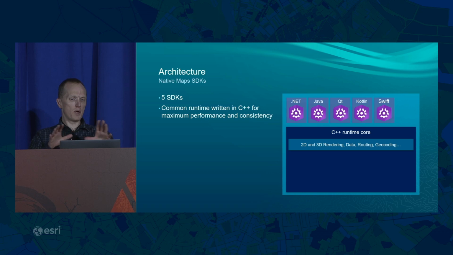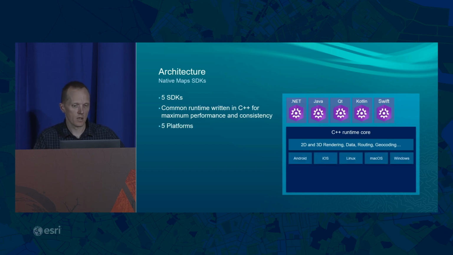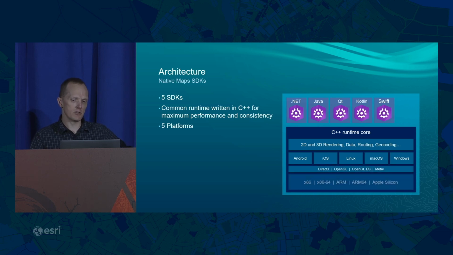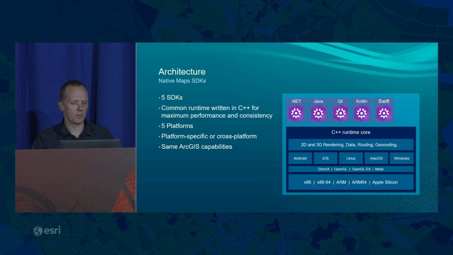One of the benefits of the native Maps SDKs that we talk about is they're built on a common C++ runtime core. That's essentially where all of the GIS logic is for 2D and 3D rendering, but also data access, routing, geocoding, and more. Underneath that is support for 5 platforms: the Android, iOS, Windows operating systems that these SDKs support, and then underneath that, rendering APIs and ultimately architectures. So a range of platform-specific and cross-platform SDKs.